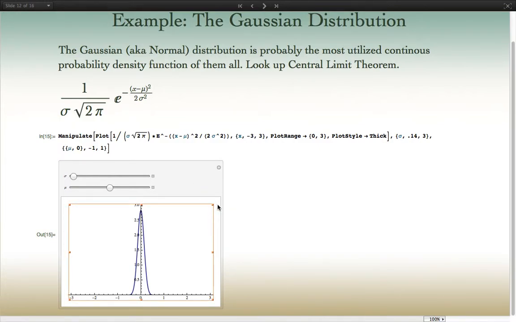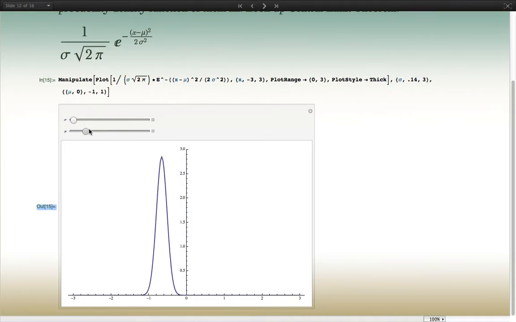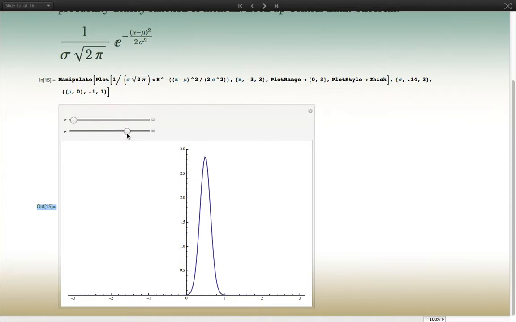Right here I have defined a function where I can vary the value of sigma at the top, and mu is the second slider. If I change the value of mu, you see our distribution just slides from left to right because I'm changing the mean value. Looking at this distribution intuitively, and how we've been looking at our discrete distributions, we know the mean value is typically somewhere around the peak. So it doesn't surprise us that now we've increased the mean value, we've put it somewhere around 0.